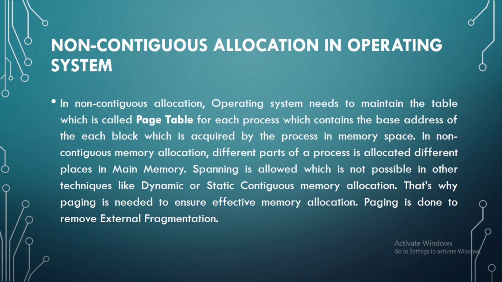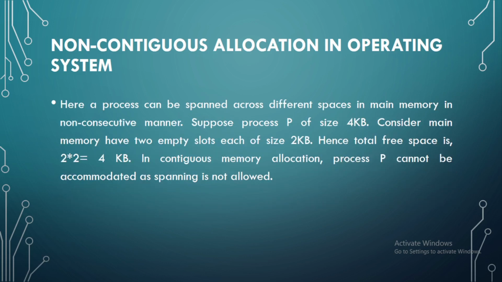That's why paging is needed to ensure effective memory allocation. And paging is done to remove external fragmentation. But still, paging suffers from internal fragmentation. Here, a process can be spanned across different spaces in main memory in a non-consecutive manner.